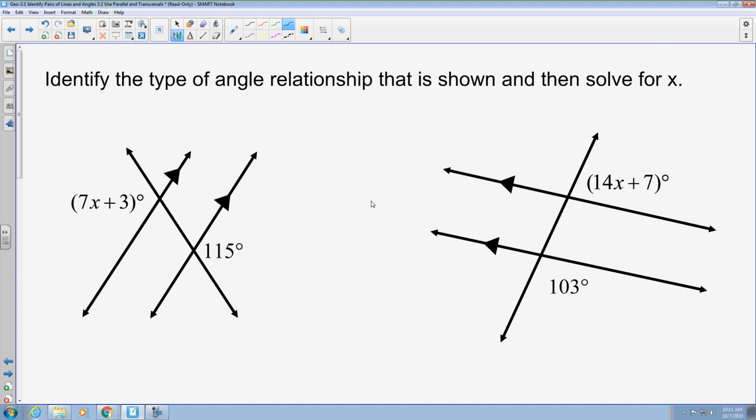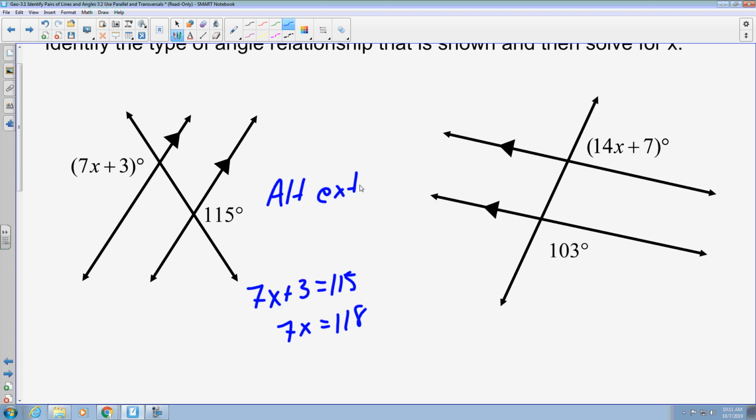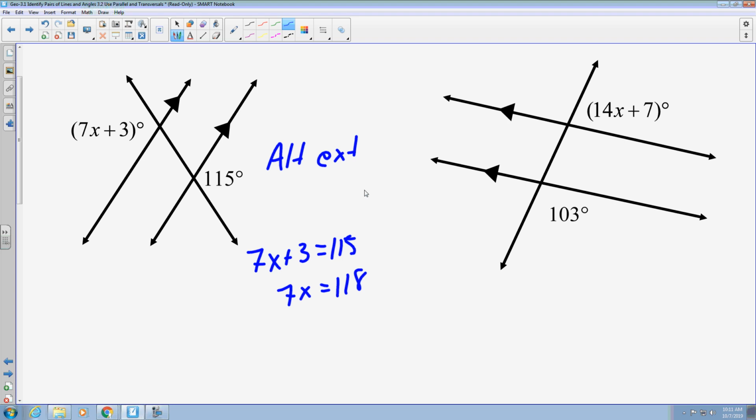Last page here. What I have between 7x plus 3 and 115, those are alternating exterior angles. So I could set those equal to each other. So now I got 7x equals 118. 118 divided by 7 is about 16.86, we'll call it.